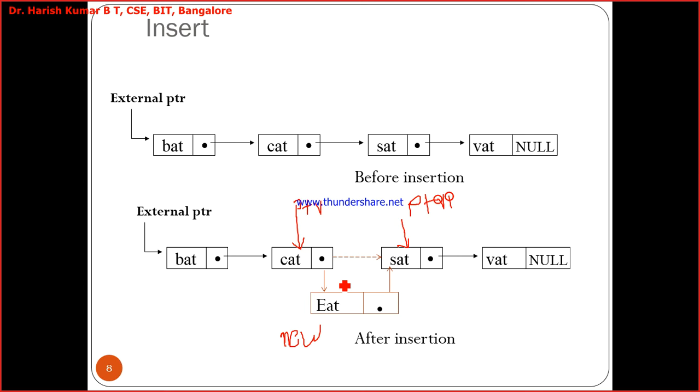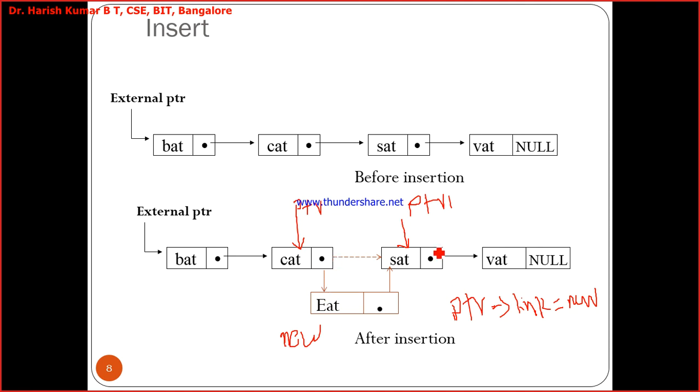So what we do now to insert this new node in between these two: the address of this new node should be stored here. Now how do we do that? Using this ptr, I need to access this field, and store the address of this node. So ptr arrow link is equal to new. That means the address of this node gets stored here.